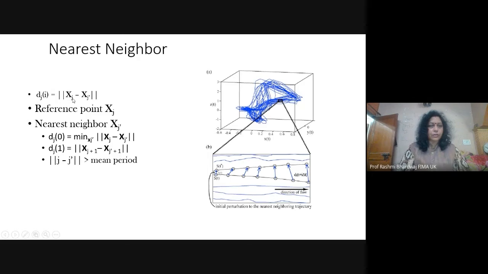So we are taking the norm of xi minus xj, where the reference point is xj and the nearest neighborhood point is xj dash. The initial value at point 0 is the minimum of these values, and in the same way we get 1, 2 on changing the parameters. So the norm of xj plus 1 minus xj dash plus 1 means the difference between j and j dash is always greater than the mean period.